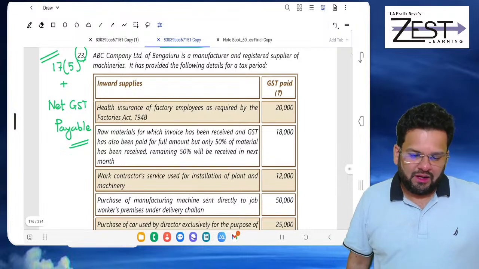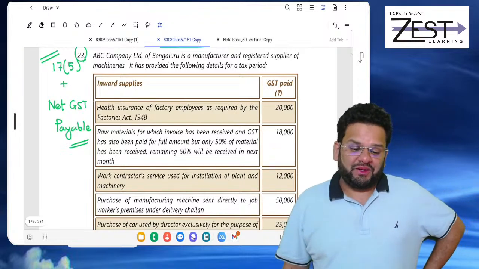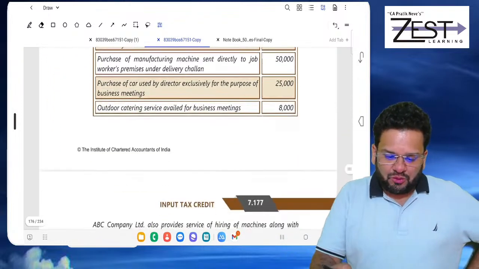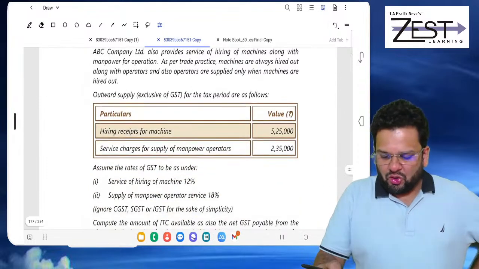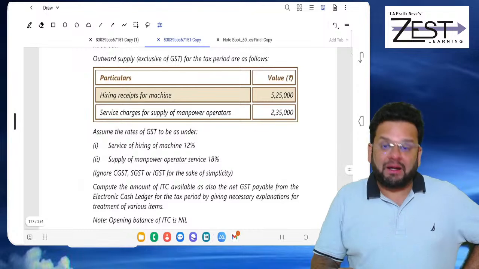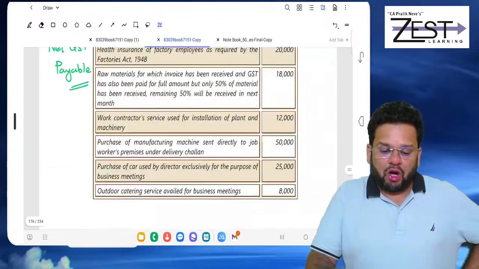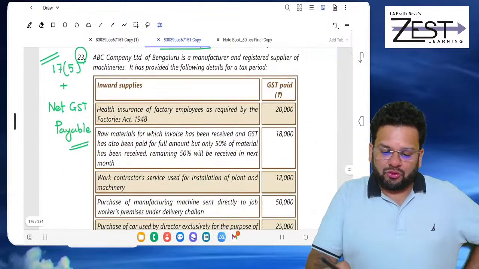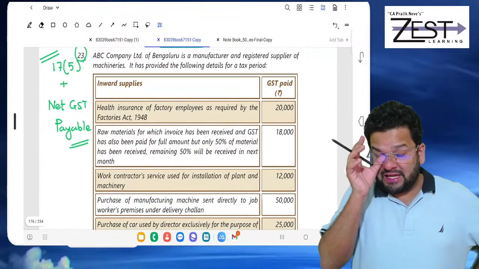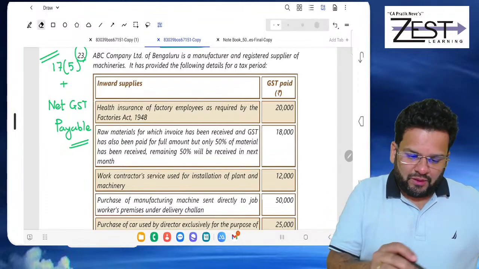Yes, wonderful. I'll go to the next one, the 23rd. So in the 23rd question, you will see a similar question we have done, as far as outward supply is concerned. But it has a lot to do with ITC, blocked credits. So it is similar but not the same. Understand? Let's start. 23rd question.